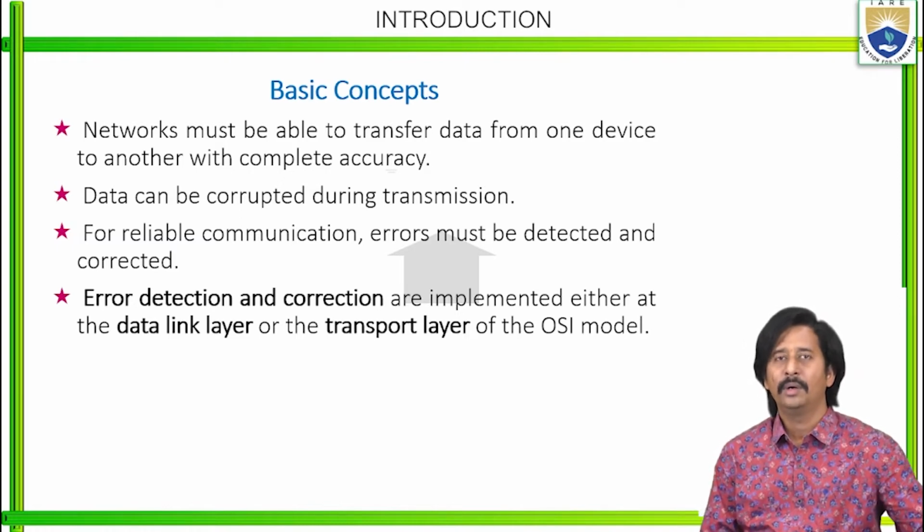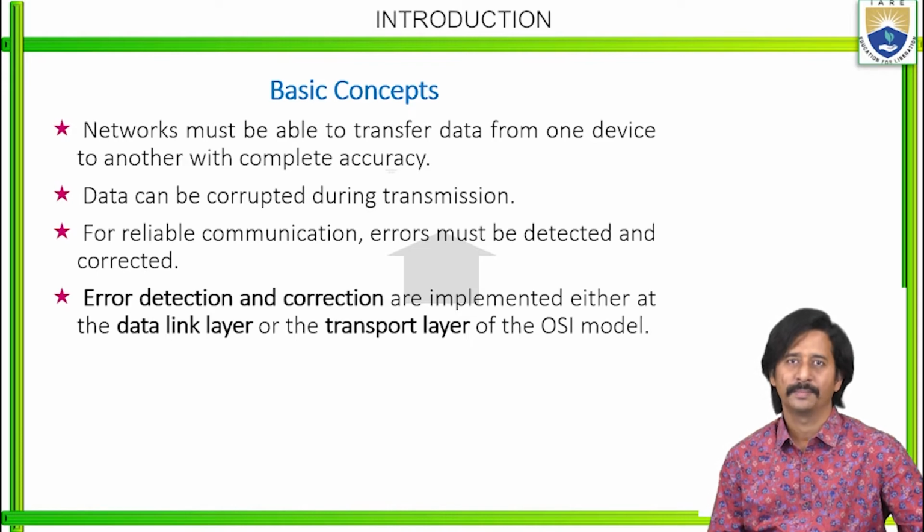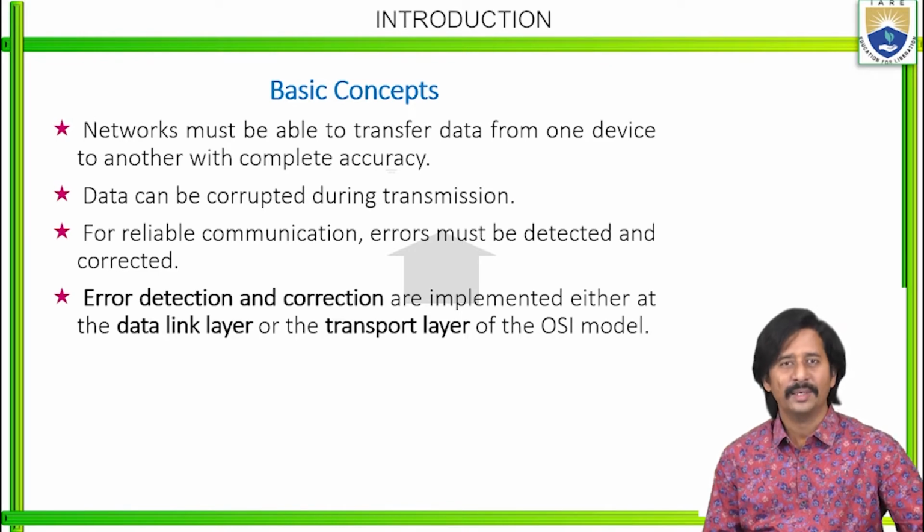See, we know networks must be able to transfer data from one node to another node with complete accuracy. That means whatever data the source node transmits is successfully reached to the destination machine. But whatever data the sender node transmits can be corrupted during transmission.